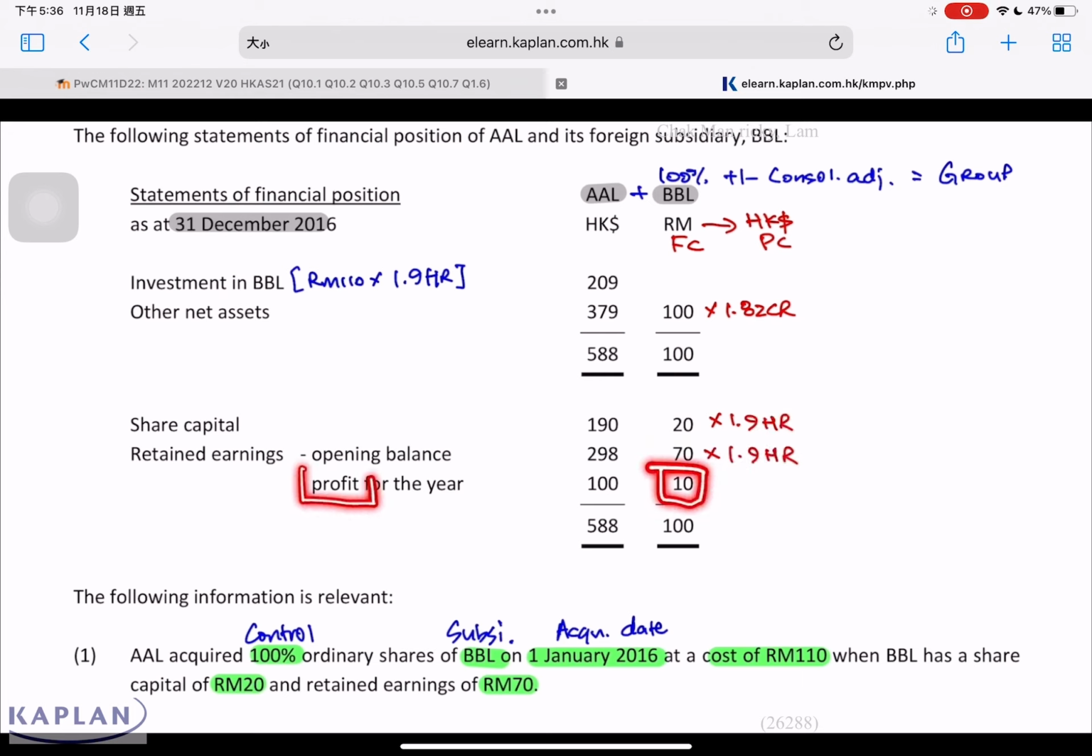And 10 is the profit for the year. Profit is income minus expenses. From functional currency to presentation currency, this will be translated using the average rate, equal to 1.88. We have to translate, then we consolidate. Here's the answer. Next page.